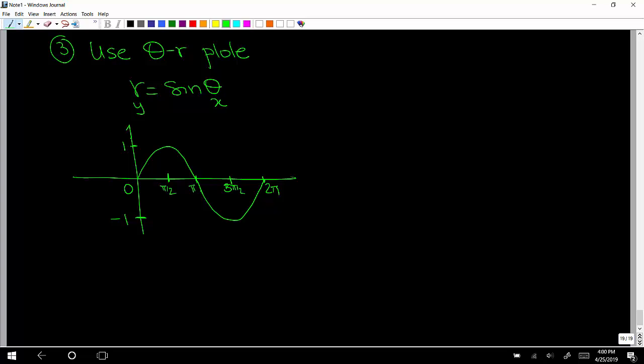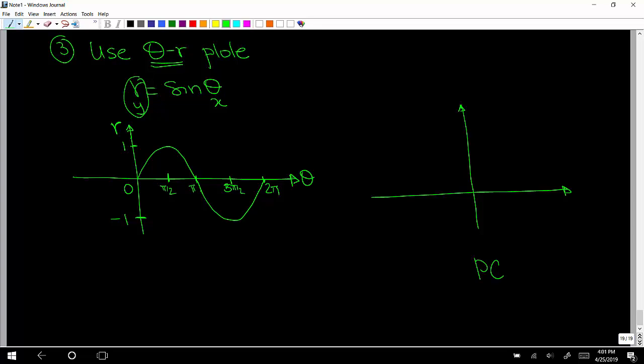Now the key thing to remember is this now is r, because r is acting like a y, and this is theta. That's what I meant by theta-r plot. So you just plot this in rectangular coordinates. You treat r and theta as x and y and just plot it. And then use that to graph your polar curve. So this is my polar curve now. So how do I do that?